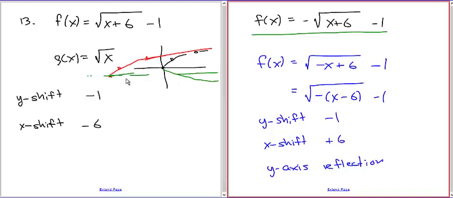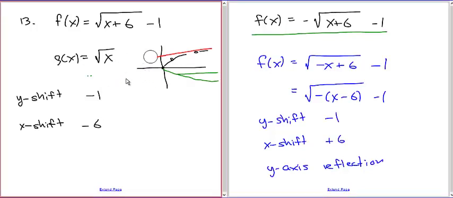So let me go over here and just erase everything except the original function, the black thing, the parent function. The way you would do this is you would reflect it across the y-axis like that, and then you would shift this origin down 1 and over 6, and then everything would follow in the same orientation. So always do the reflection first, and then shift this starting point, and then just copy the same kind of shape.